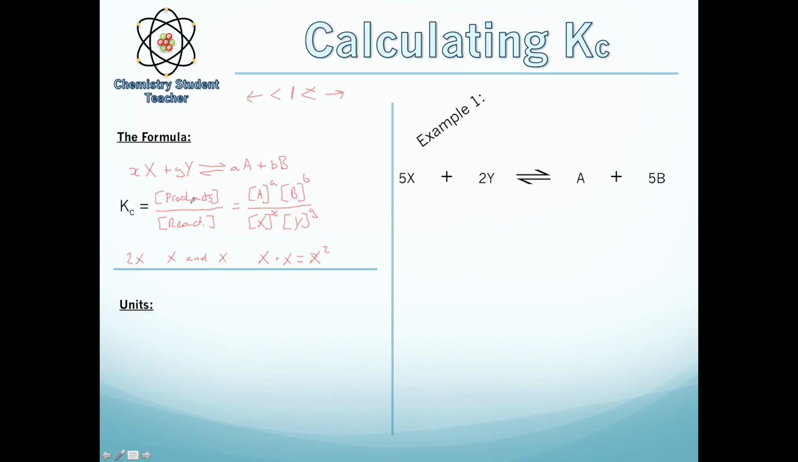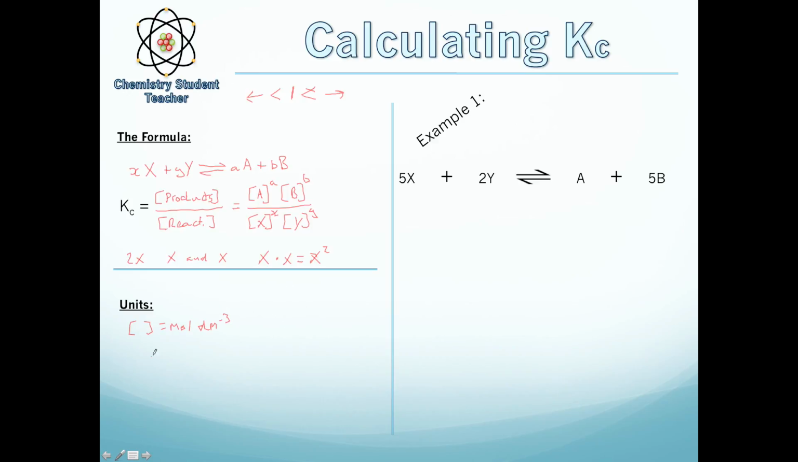So now we have the formula for Kc. We now need to look at units, because if we know the concentrations of all these and how many moles there are, we can work out Kc. But Kc's units will always vary depending on what you have. So if you remember Kc is products over reactants, the concentration is moles per dm cubed.